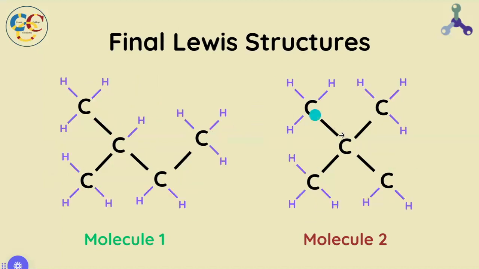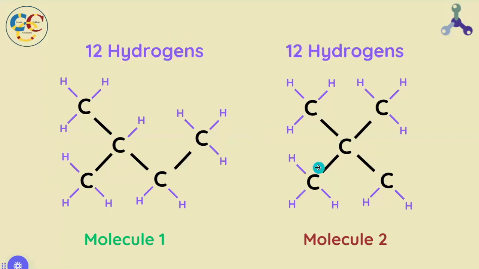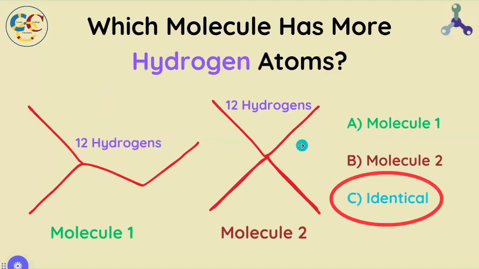Here are our final Lewis structures, and each CH connection is a single bond because that's all hydrogen is electronically capable of. Count it all up and we get 12 hydrogens for both molecules. So to answer the question, both of our molecules have identical numbers of hydrogen atoms.